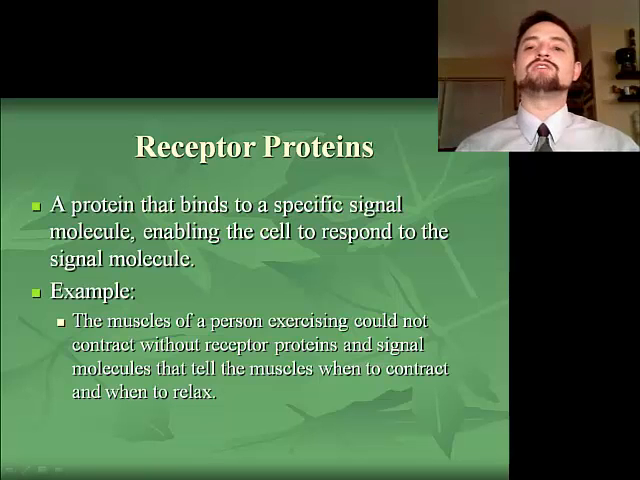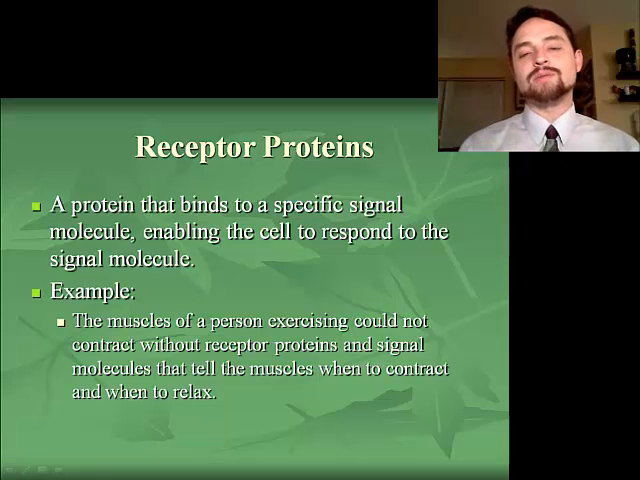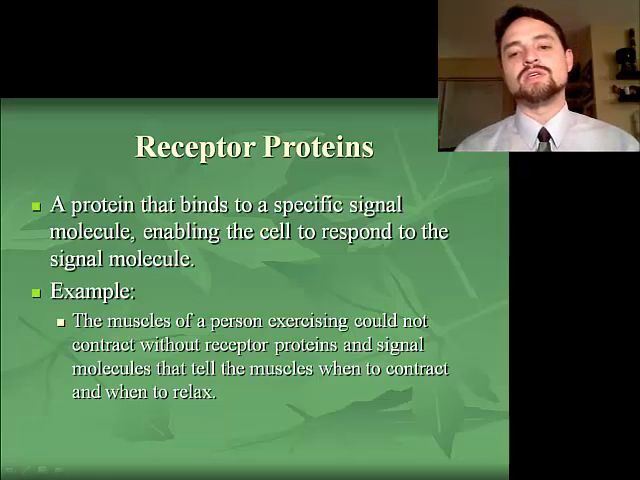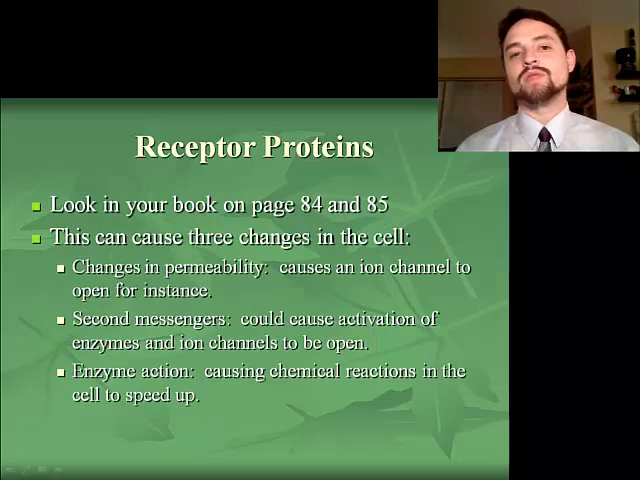A protein that binds to a specific signal molecule, enabling the cell to respond to that signal molecule, is called a receptor protein. Now, these proteins are very important to the cell functioning as well. So an example, a muscle of a person exercising could not contract without receptor proteins and signal molecules that tell the muscles when to contract and when to relax.